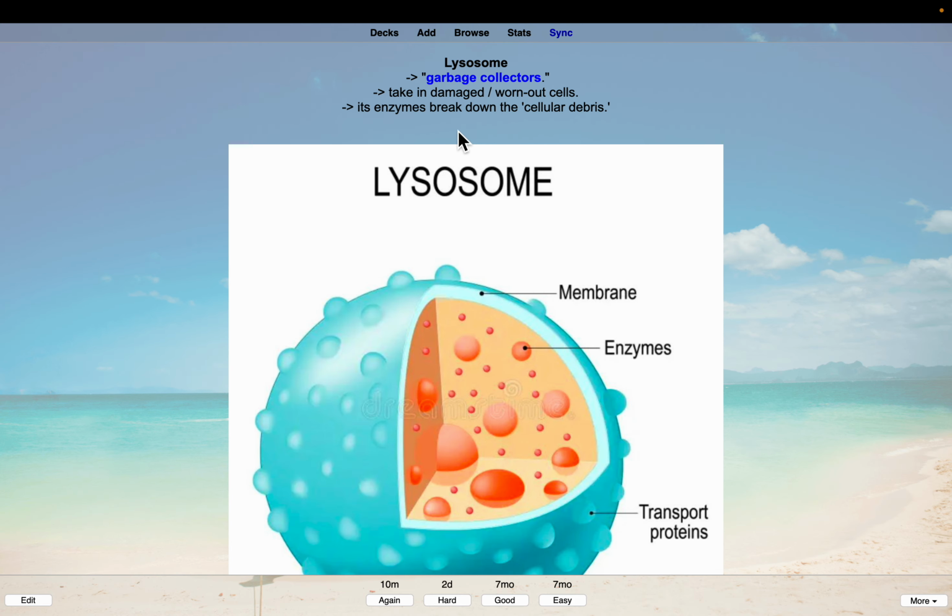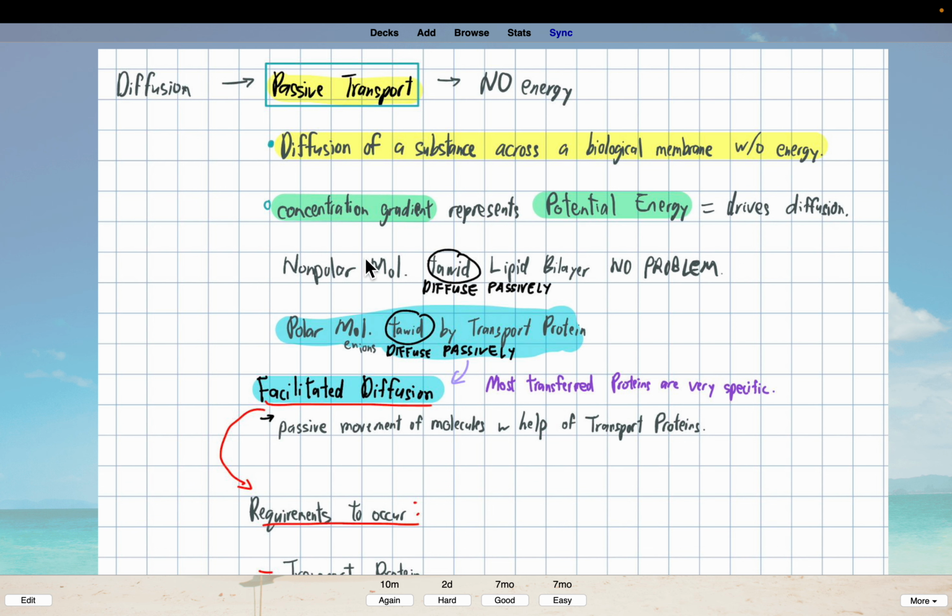Okay, passive transport. Diffusion of a substance across a biological membrane without energy. So the concentration gradient represents potential energy, and this drives diffusion. For nonpolar molecules, such as oxygen and carbon dioxide, they can diffuse passively. They can cross the lipid bilayer without any issue. But for polar molecules, such as sodium, water, and sugar, or glucose, maybe water, for example, not sugar, they cross by transport protein.